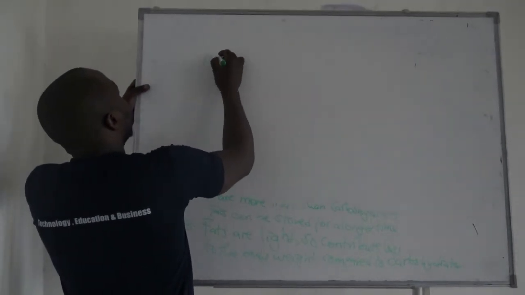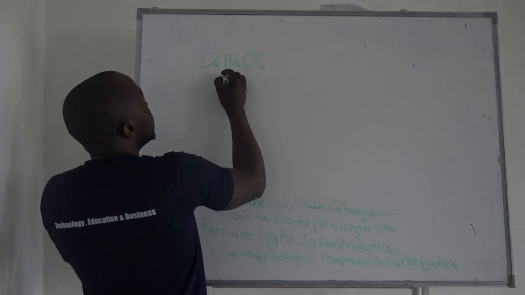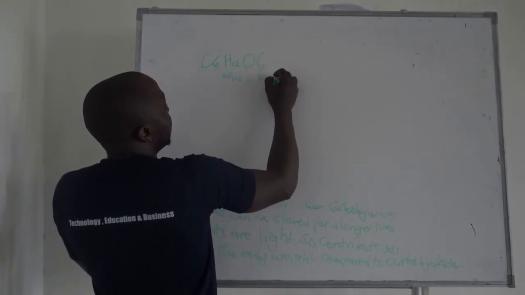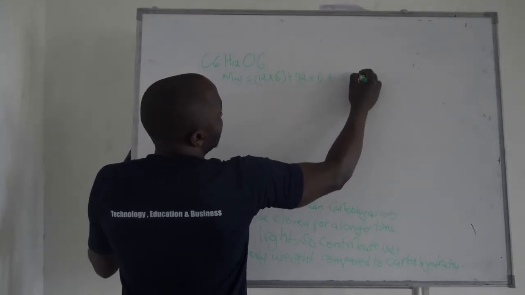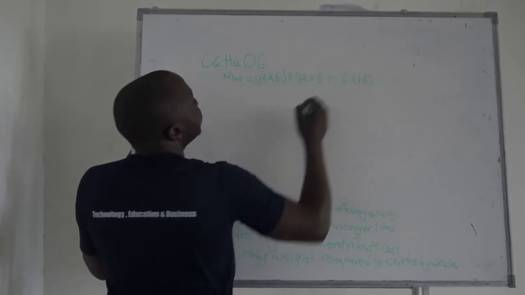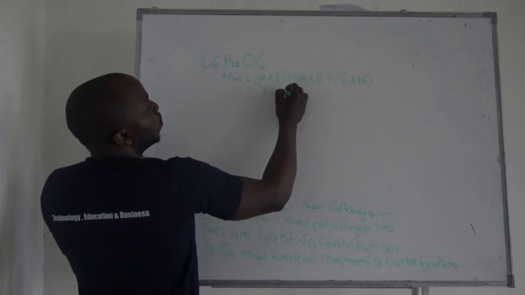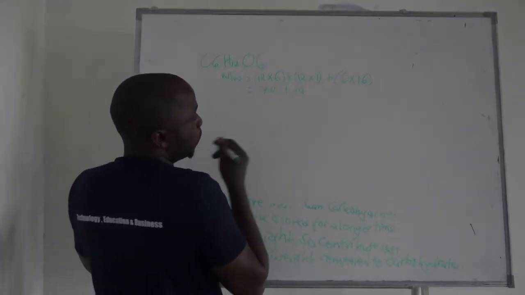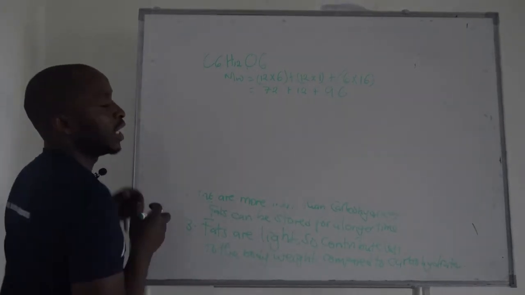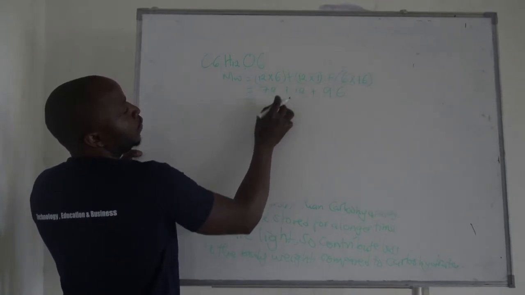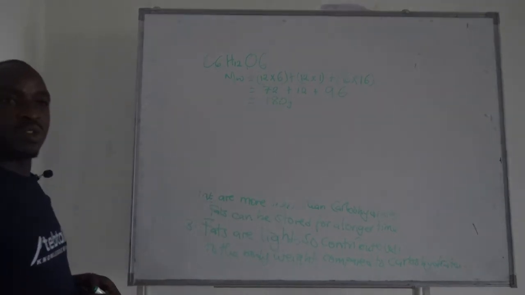So glucose, we said, is C6H12O6. The molecular weight would be 12 times 6, plus 12 times 1, plus 6 times 16. This would be 72, plus 12, plus 96. This would take us to 180. Glucose weighs 180 grams, one molecule of glucose like this.